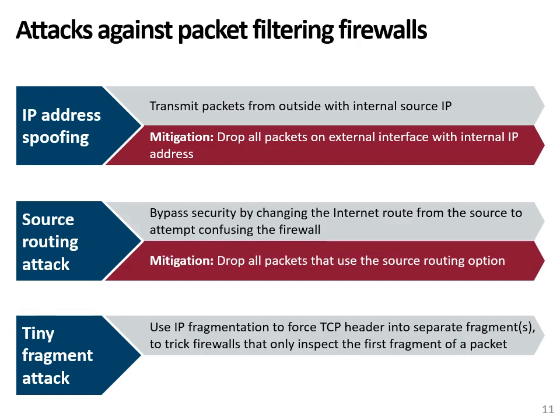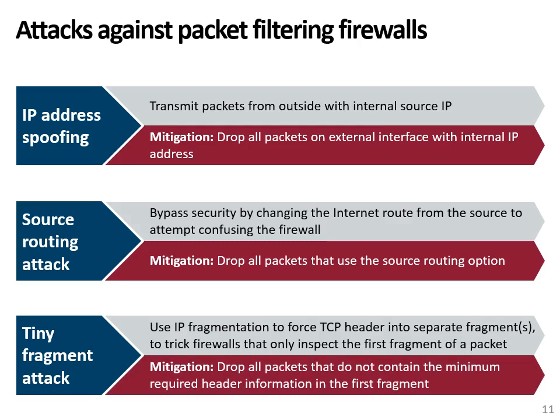The final attack consists of fragmenting the IP packet into tiny fragments so that the TCP header does not fit into the first full fragment. This can trick the firewall into only inspecting the first fragment of the packet and not having all necessary information, and still allow the packet in even if it shouldn't be. The mitigation strategy is to drop all packets that do not contain at least the required header information in the first fragment.